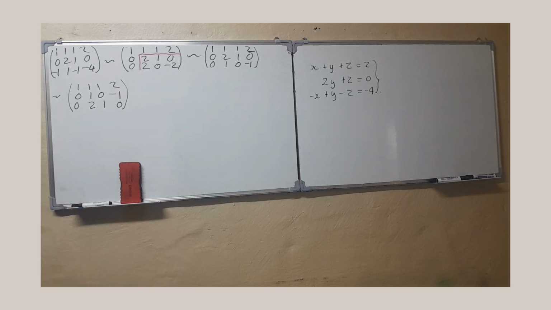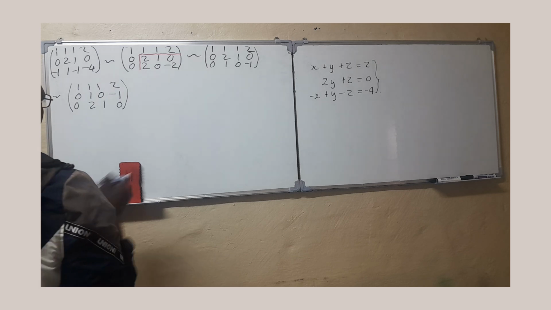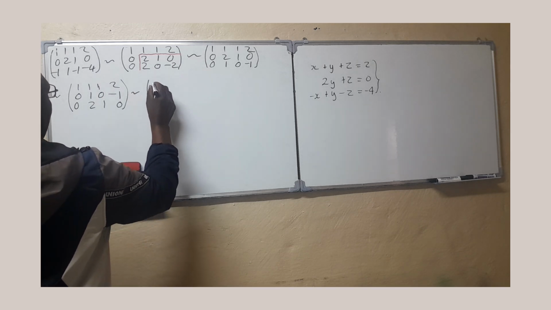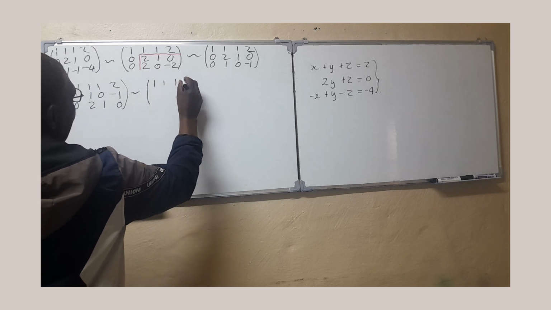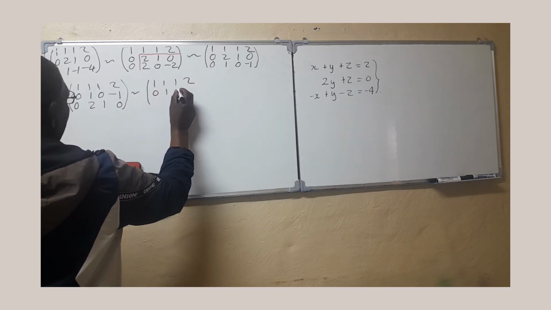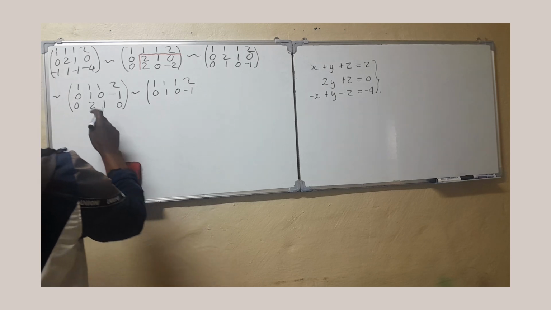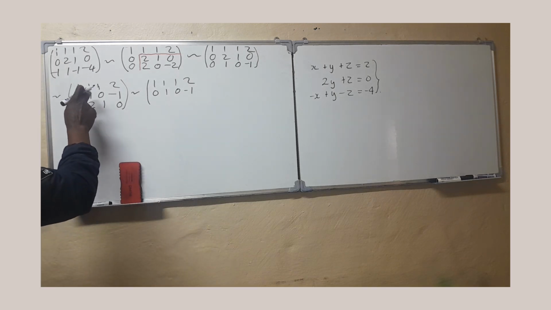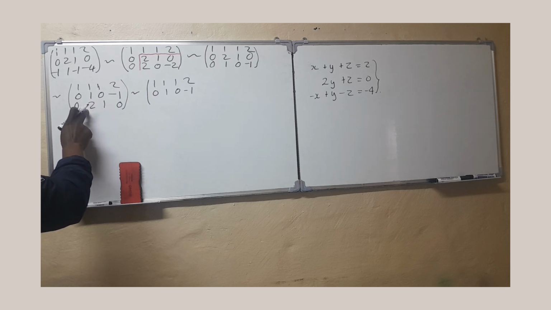We do have a leading one now in row 2, but we don't want to see anything below it. We have to get rid of this 2 now. What do we do? We can multiply row 2 by -2 and add it to row 3. So let's do that. Again, I'm going to write my row 1 as it is. 2, 0, 1, 0, -1. And now I'm going to add -2 times row 2 to row 3.